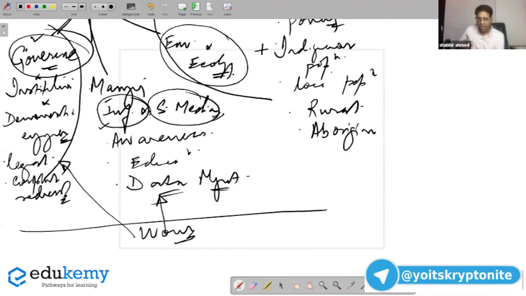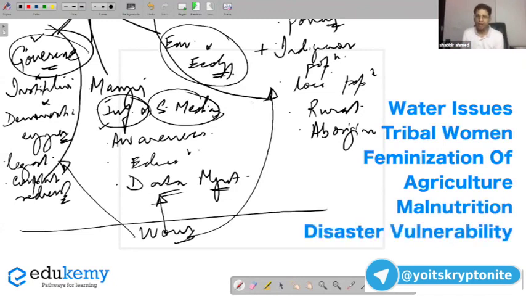So, all of you here, there is a governance angle in women, there is an information, social media angle of women. What is the ecology, environment angle of women? Anybody? Women issues में water issues, absolutely. Women agriculture, yes. Rural areas, yes. Okay, tribal women, absolutely. Okay, feminization of agriculture, yes. Okay, malnutrition, disaster, absolutely. There is a disaster vulnerability of women.